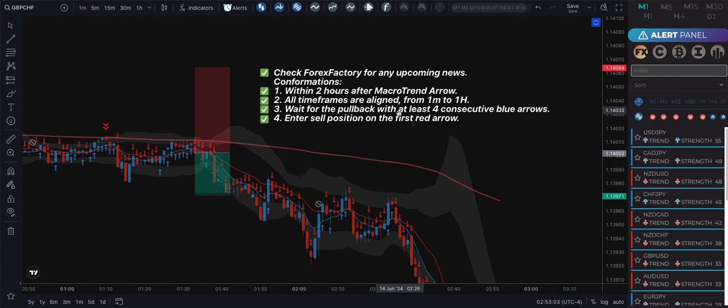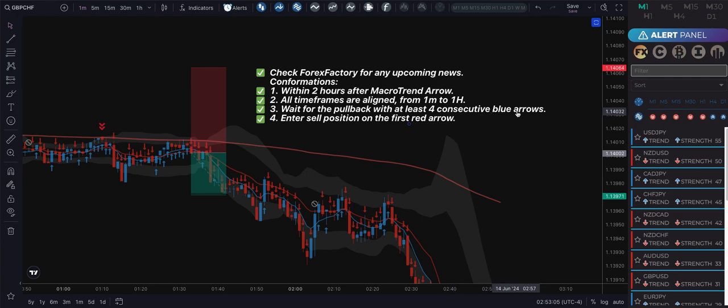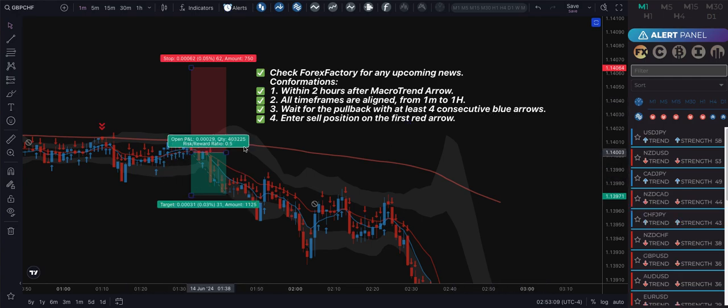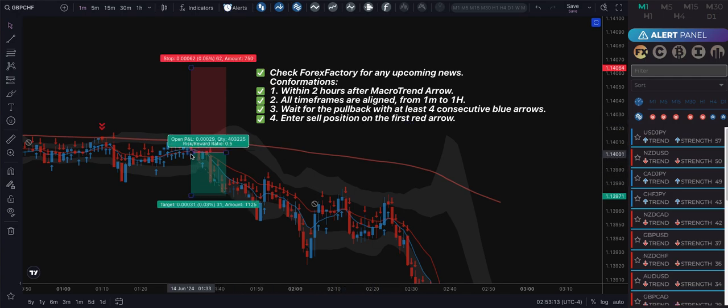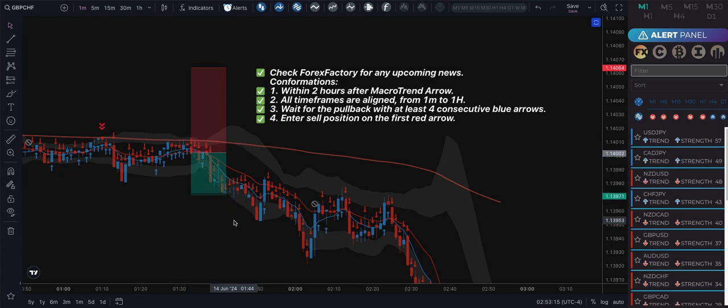And then wait for the pullback with at least 4 consecutive blue arrows. And you have multiple of them. So we had that. And then enter a sell position on the first red arrow. So you took a sell, here's the first red arrow. Then it's trade 1.